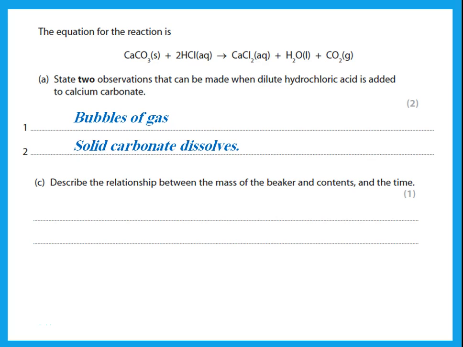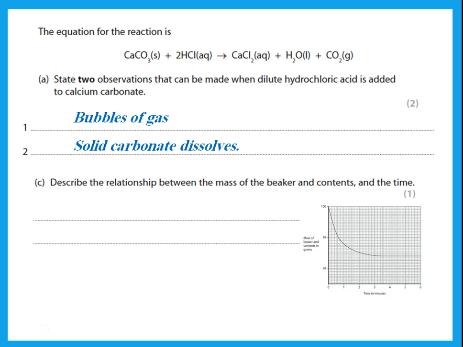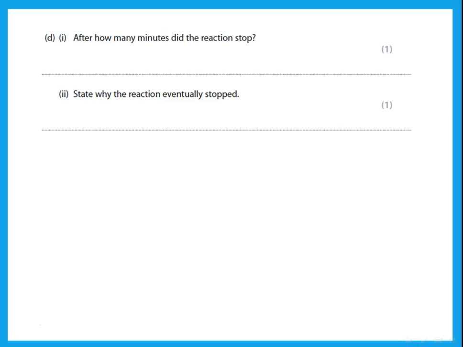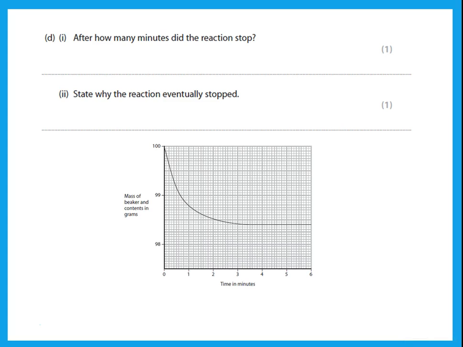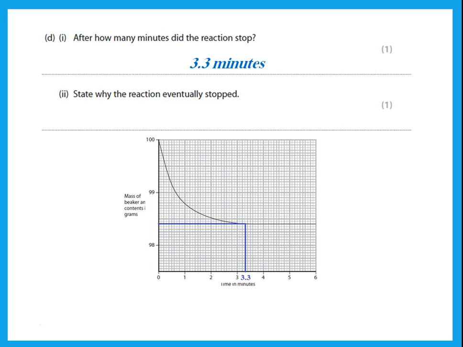Describe the relationship between the mass of the beaker and contents and the time. So what was happening to the mass of the beaker? We said from the graph, the mass of the beaker is decreasing as time increases. So as time increases, the mass decreases, and we said till some point it becomes constant. After how many minutes did the reaction stop? We said the reaction stops when it stops decreasing, when the graph stops changing. So where did the graph stop changing? At around 3.3 minutes. Okay? When the graph stopped decreasing.